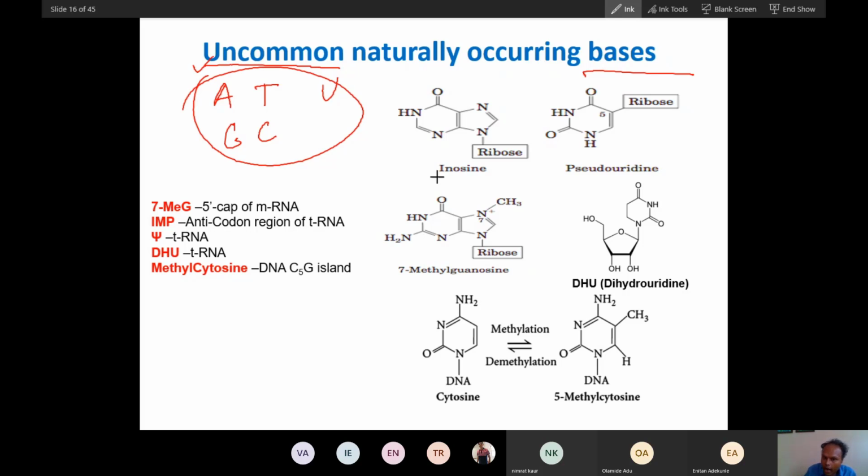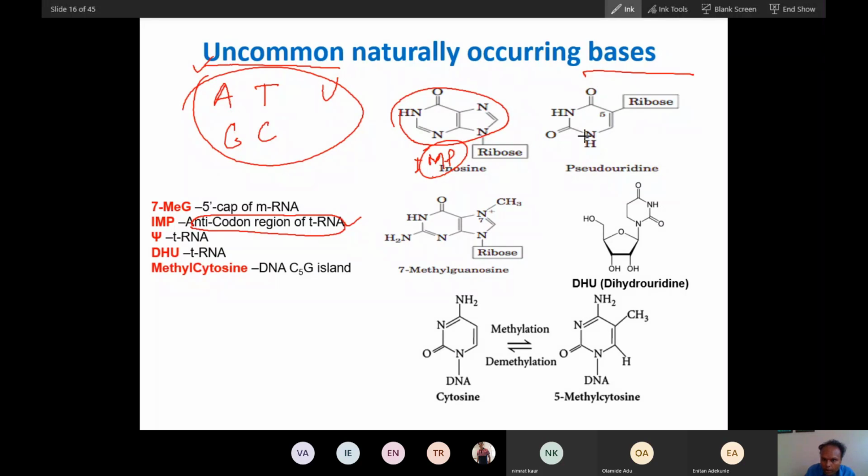Now let's say this inosine. So inosine is, you can see, hypoxanthine. This is hypoxanthine present on a nucleotide. This inosine, IMP, is present in the anticodon region of tRNA. Now let's see the other things that we found in tRNA. Let's first talk about that.